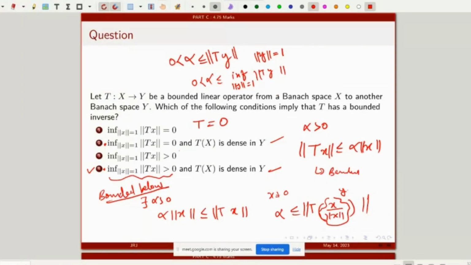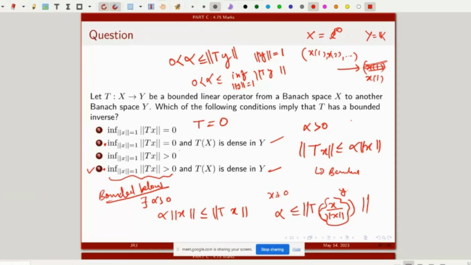Option 2: it is bounded, but not bounded below, right? For bounded below, this alpha should be strictly positive. So if it is not bounded below, obviously it will not be 1-1. So can you produce a function which is not 1-1 but somehow surjective? From any Banach space, say let X equal L infinity to Y equal to that. So this will look like x of 1, x of 2, etc. This is mapping to x of 1. Sorry, a shifting operator, something like 0, x of 1, x of 2.